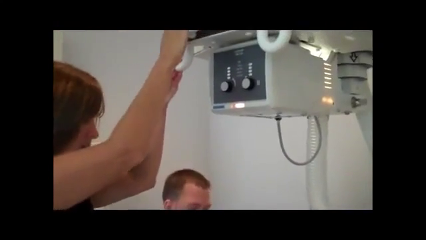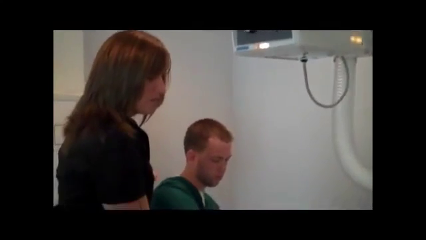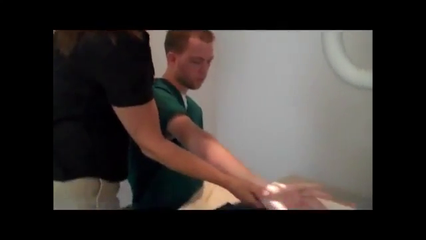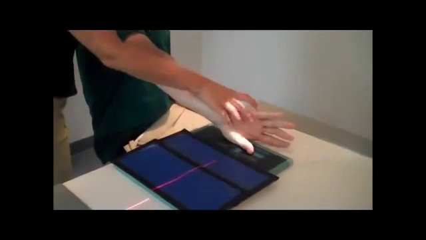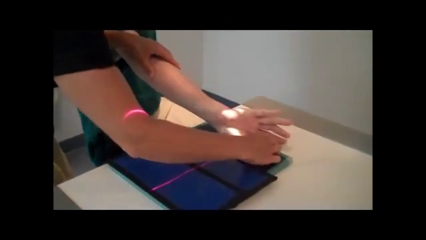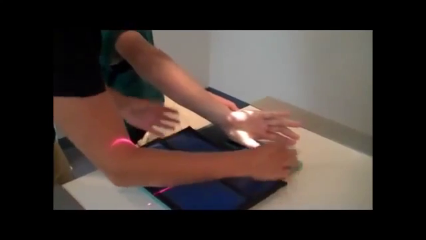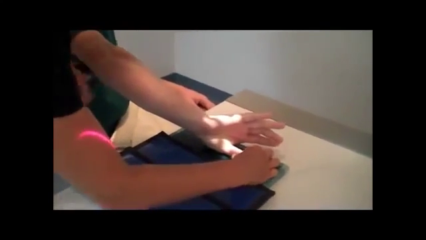First projection will be an AP. We'll have the patient do an extreme internal rotation of the upper extremity. We're going to center the thumb to the IR at the MCP joint, metacarpophalangeal joint. And the central ray will be perpendicular to the metacarpophalangeal joint.